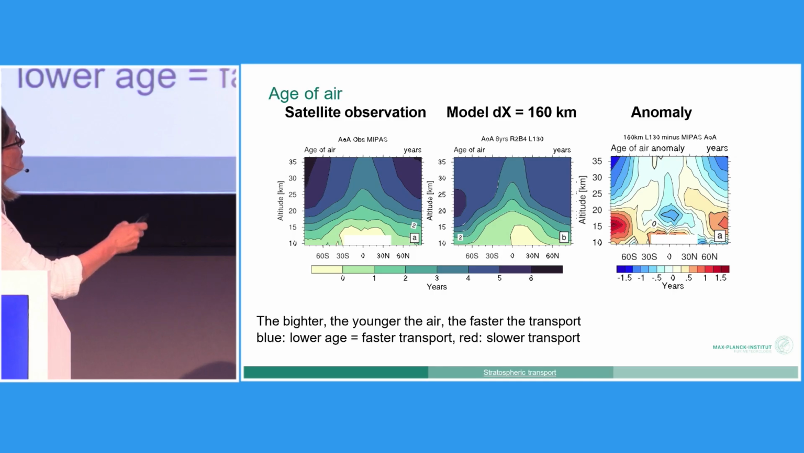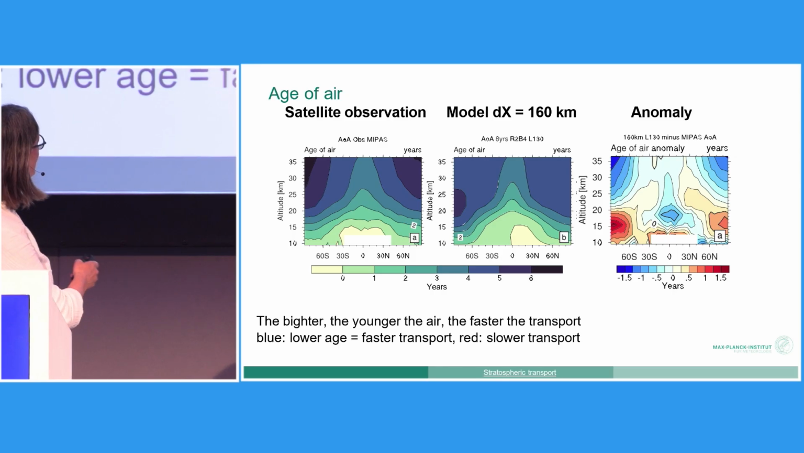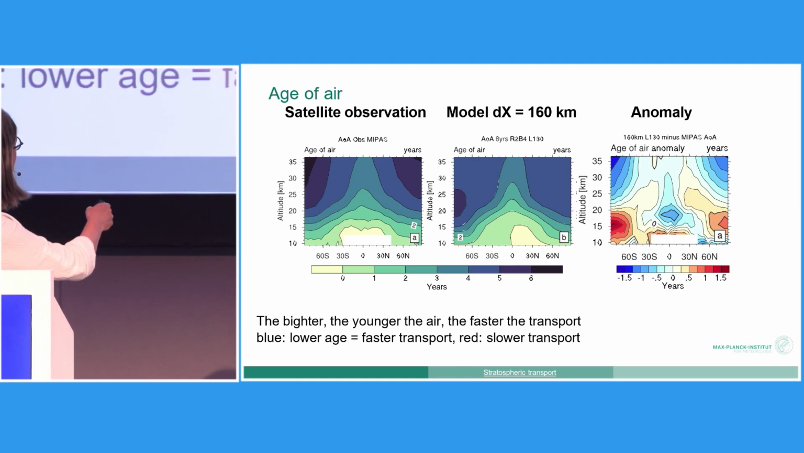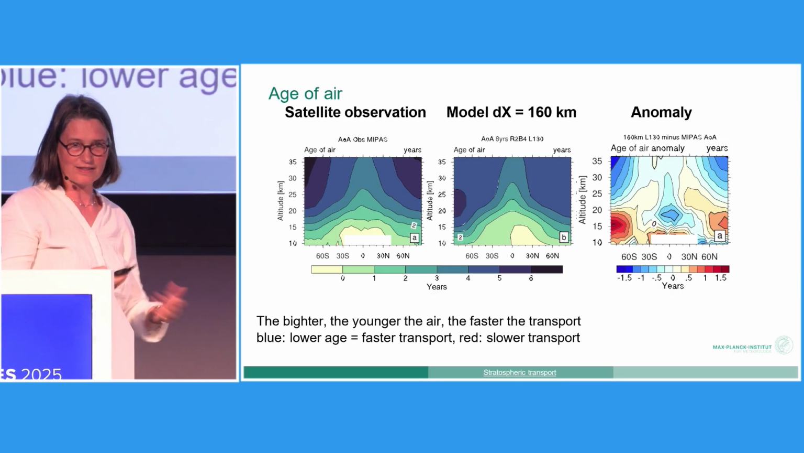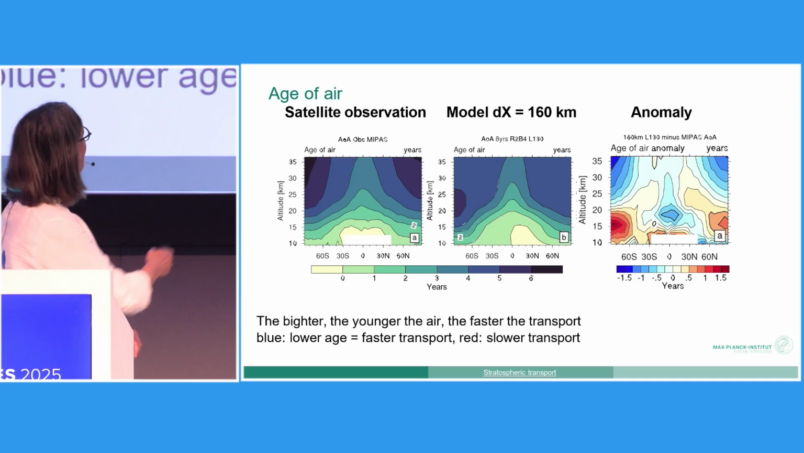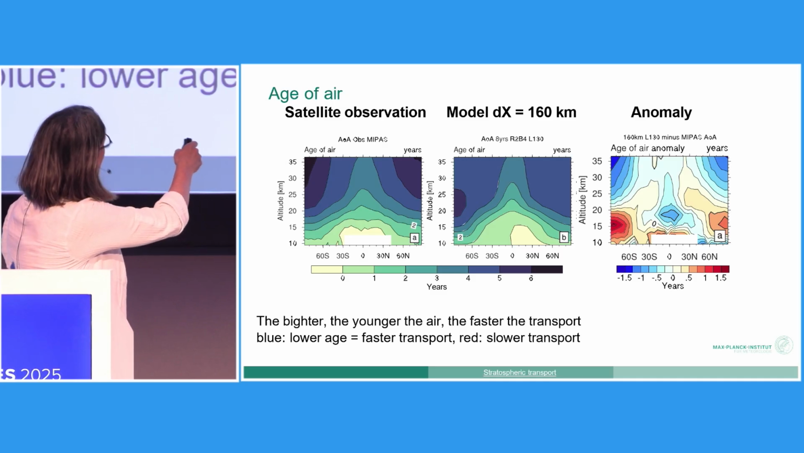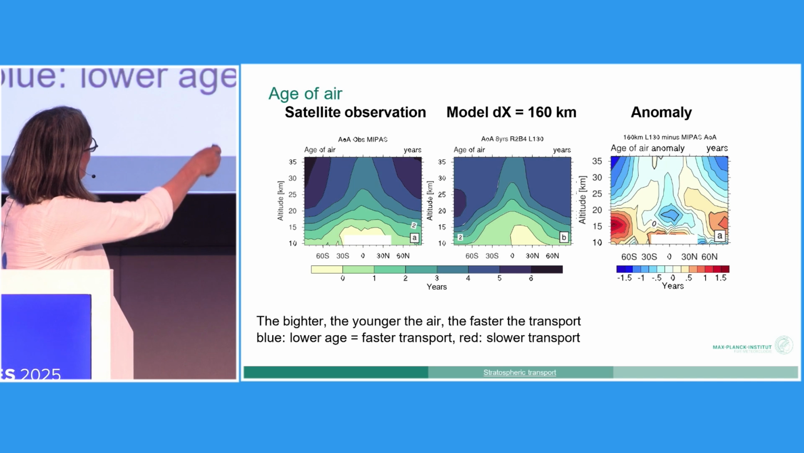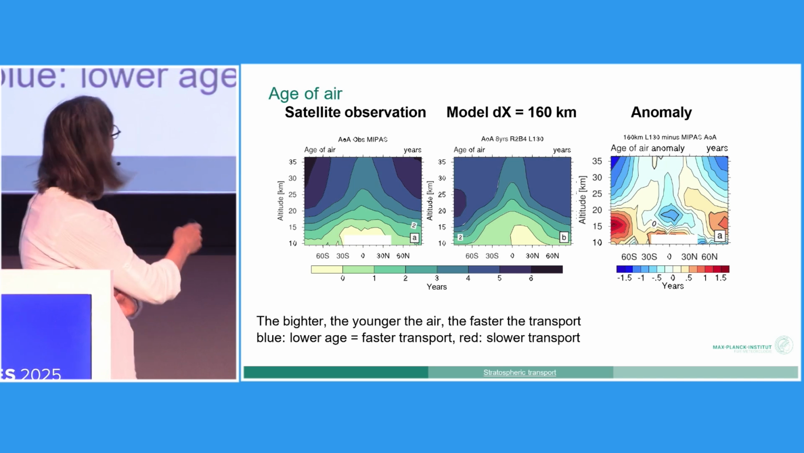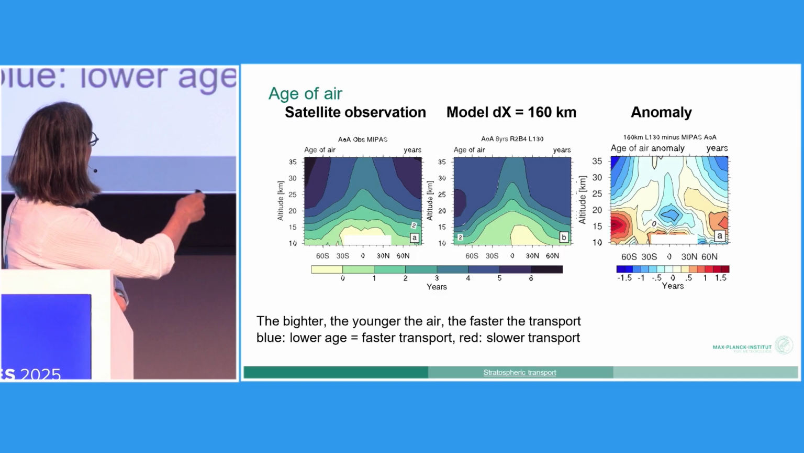The model has a grid size of 160 kilometers. When we compare it, the brighter, the younger the air. This is still in the tropopause, so below the entry point. So it's very young air, since the SF6 has just been emitted there. And up to here we are almost in the range of 6 years, so it takes 6 years, or 2 years, for the tracer to come to this point from the entry point more or less here.